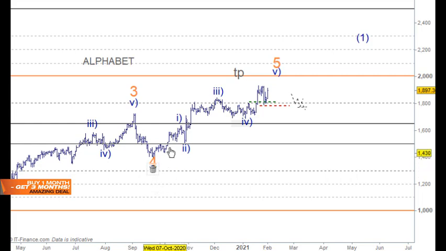Now, I've always counted this conservatively as 1 and 2 here, and then 1, 2, 3, 4, 5, and 3 and 4, and going up for wave 5 here. But of course, this could be changed. This could be wave 1 and 2 here. This could also be wave 1 and 2 of a bigger picture to the upside.